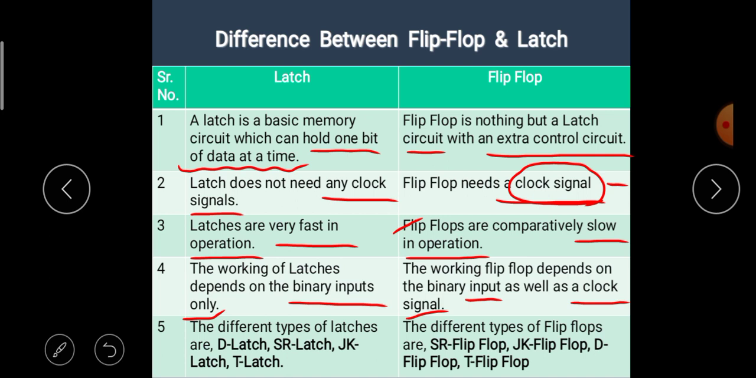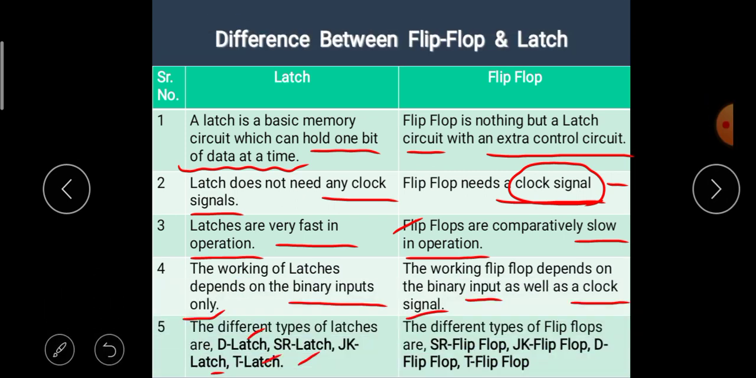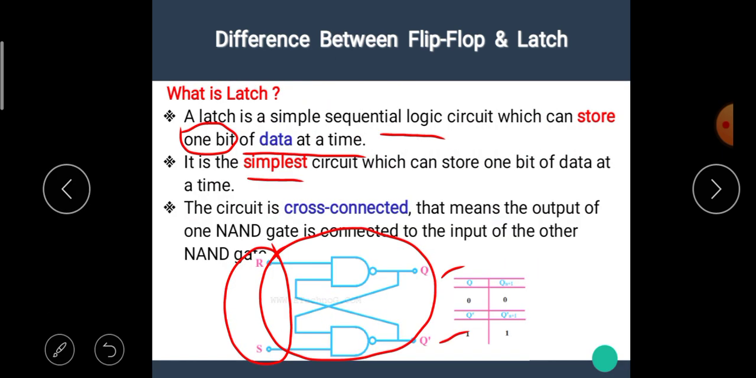The different types of latches are D latch, SR latch, JK latch, and T latch. And the different types of flip-flops are SR flip-flop, JK flip-flop, D flip-flop, and T flip-flop. I hope you all understand the basic difference between latch and flip-flop.